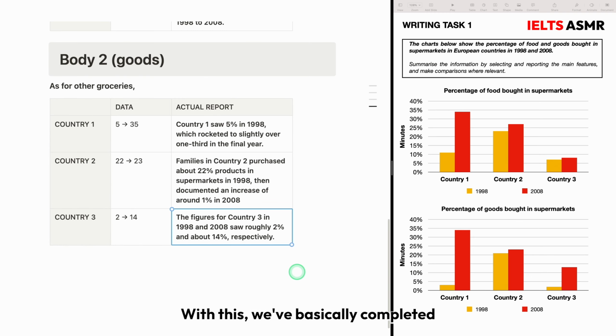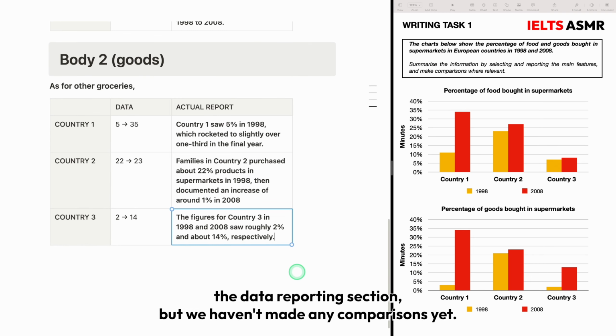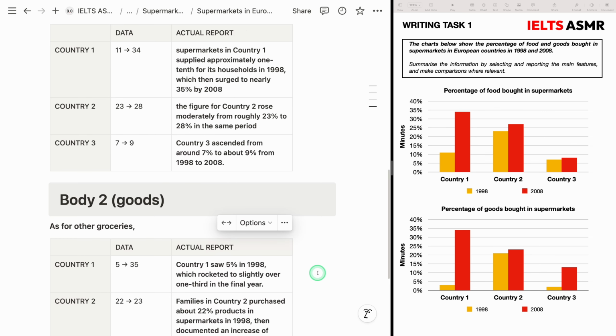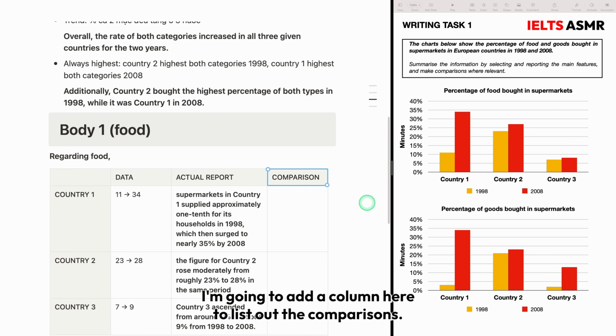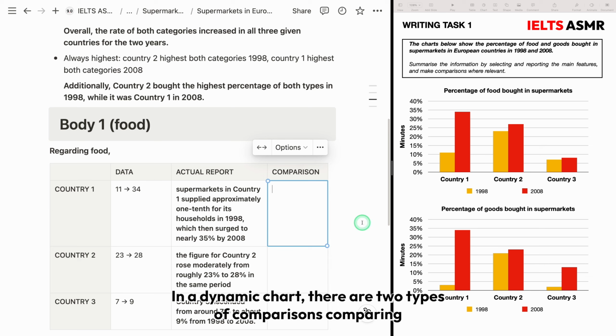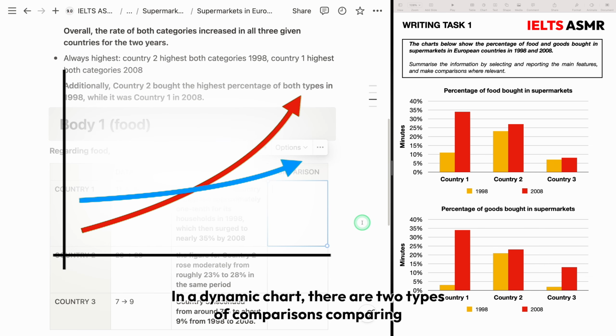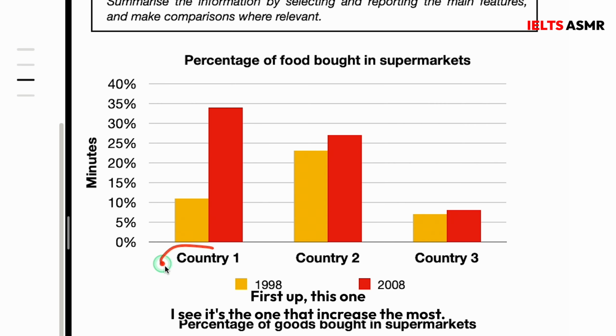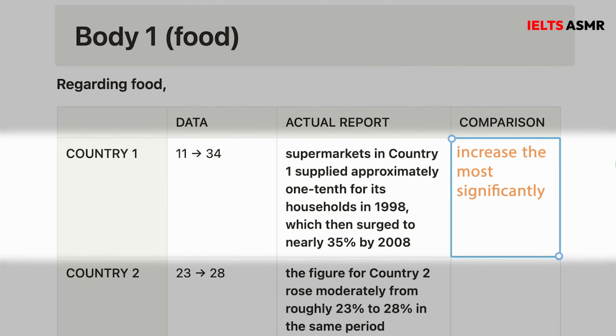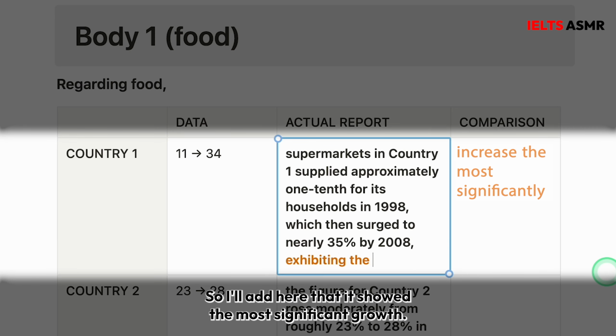With this, we've basically completed the data reporting section, but we haven't made any comparisons yet. Now, I'll add comparisons for each country. I'm going to add a column here to list out the comparisons. In a dynamic chart, there are two types of comparisons: comparing growth rates or simply comparing higher or lower values. First up, this one. I see it's the one that increased the most, so I'll add here that it showed the most significant growth.